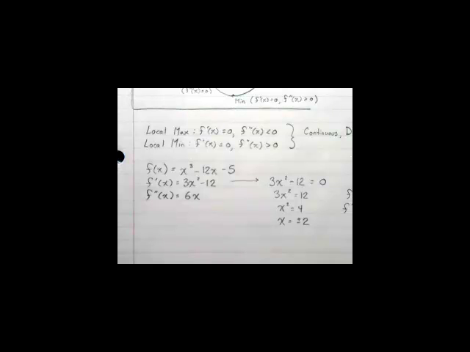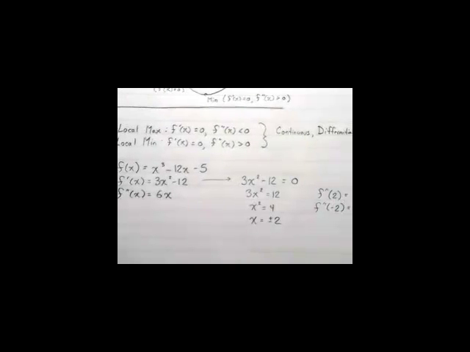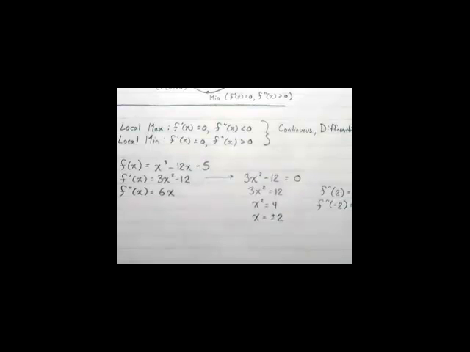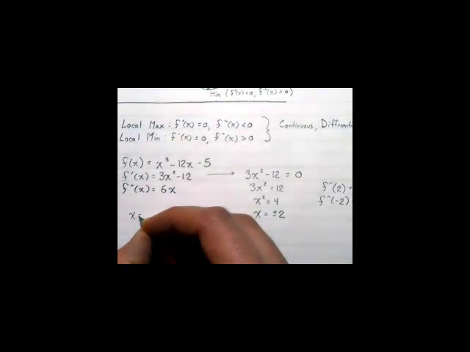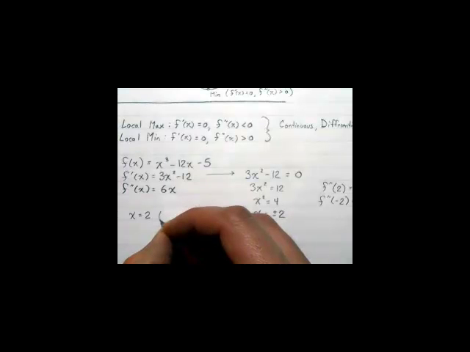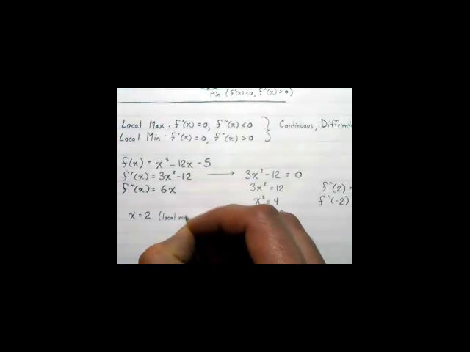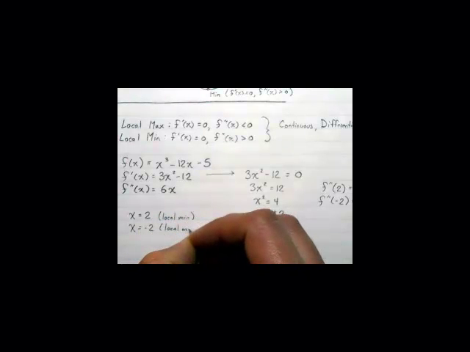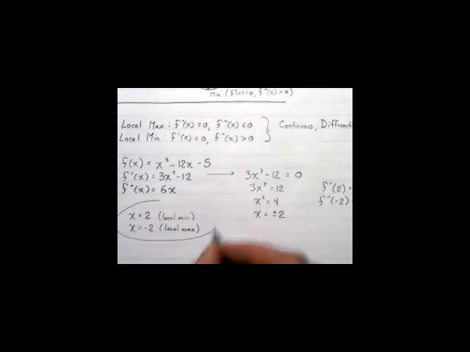Positive or negative. Okay. So at x equals 2, is it a max or a min? Min. Remember, it's opposite of what you might think. If it comes out positive, it's actually a min, and then this is going to be a maximum. Okay. So x equals 2 is a local min, and x equals negative 2 is a local max. There's where your extrema are.